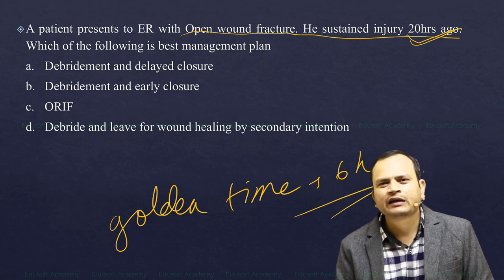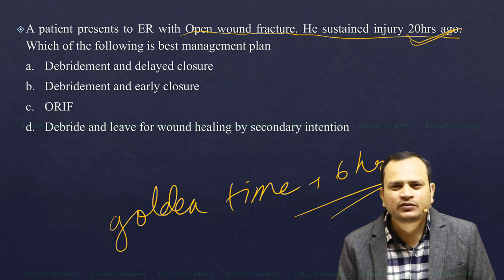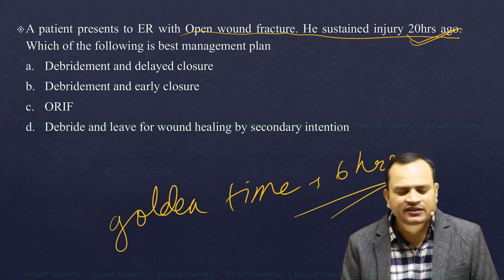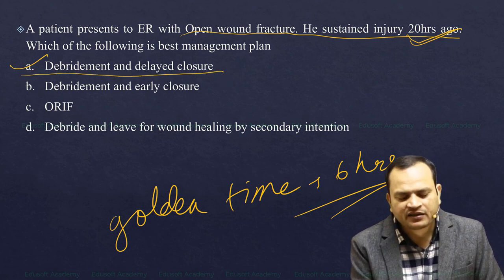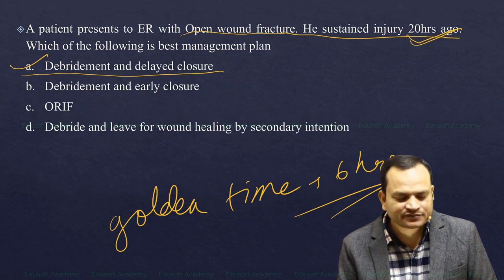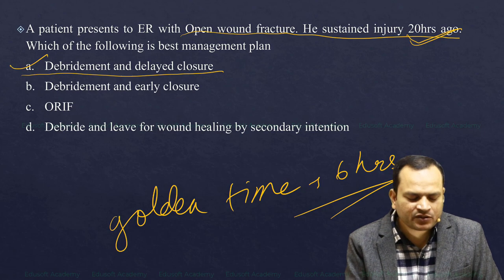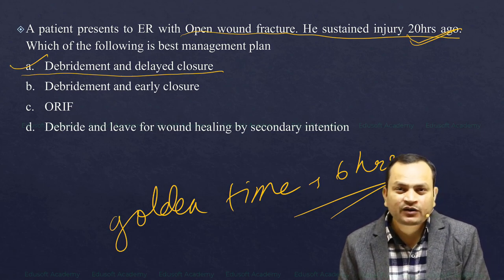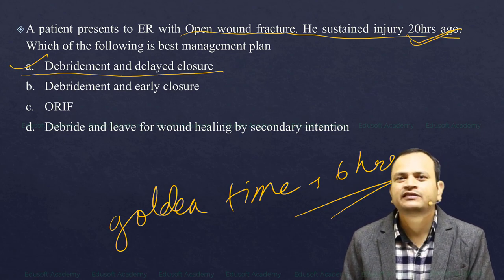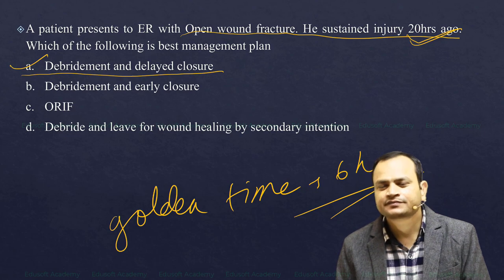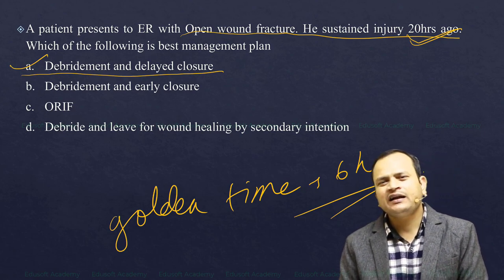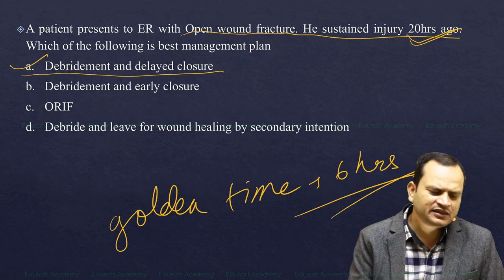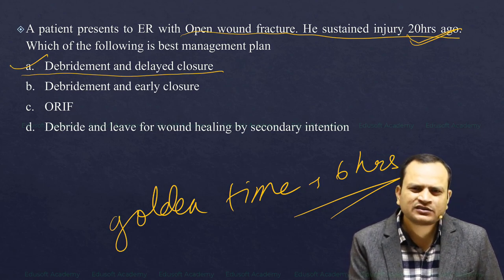So after this golden time, after these 6 hours, there is a very high chance of the wound getting infected. So one has to delay the closure. The first option is, we need to debride it, but we cannot go for early closure. We need to delay the closure. Remember, the golden time period is 6 hours. If the patient comes before 6 hours, we can go for debridement and early closure. But if the patient presents after 20 hours, then the option is debridement and delayed closure. However, if no time period has been mentioned, debridement and early closure will be the best option.